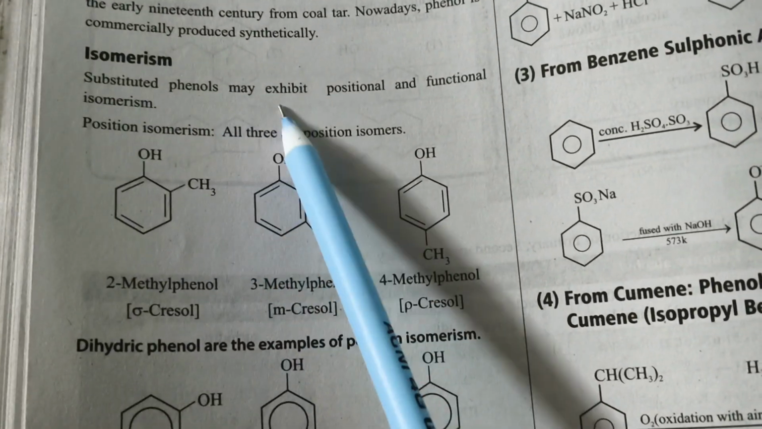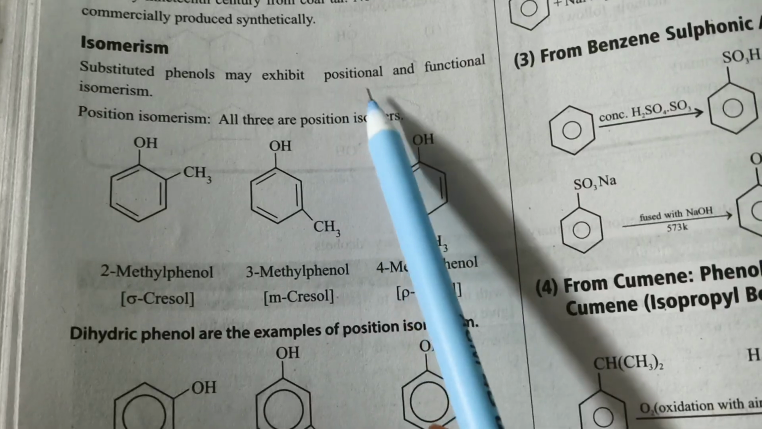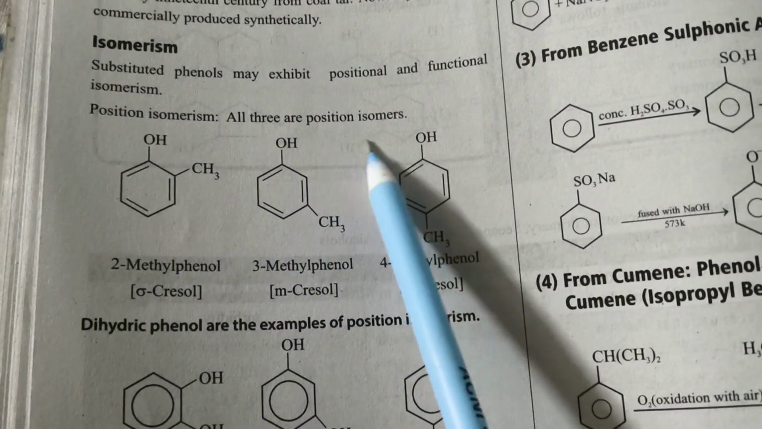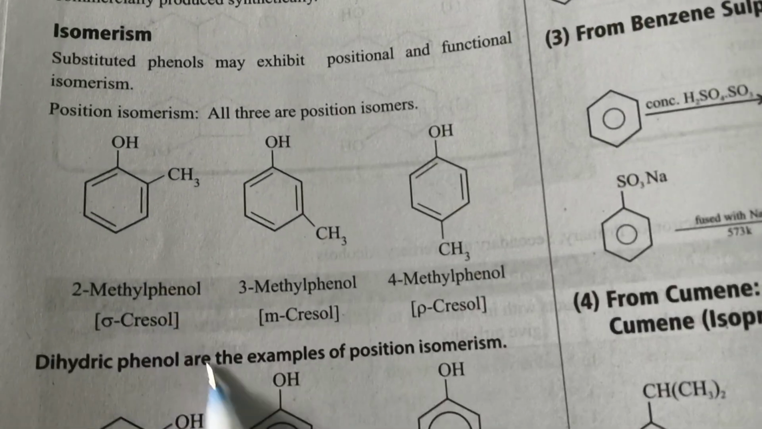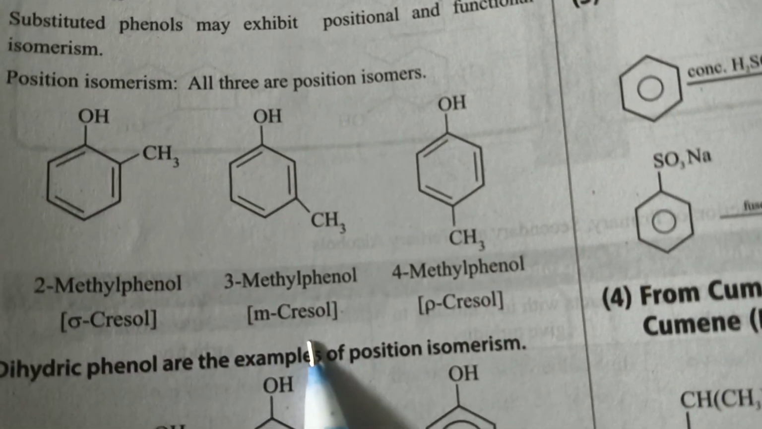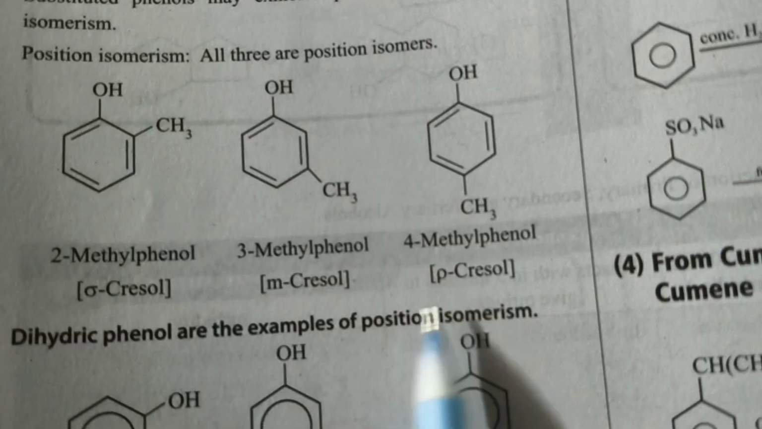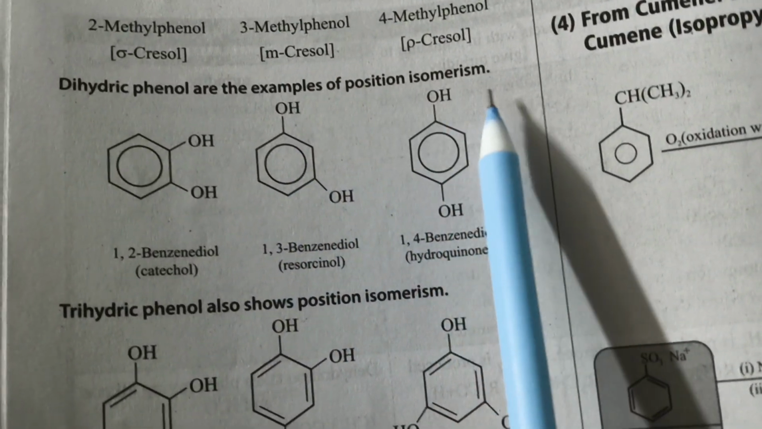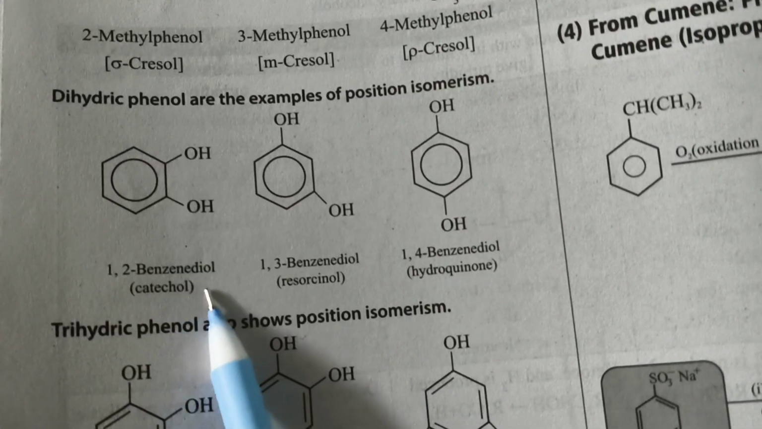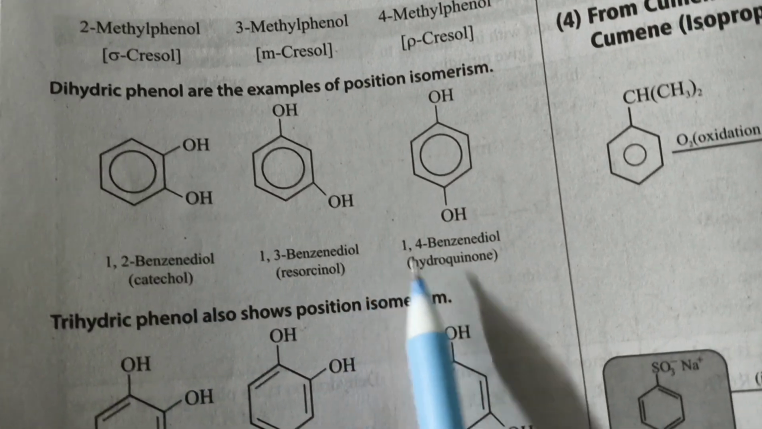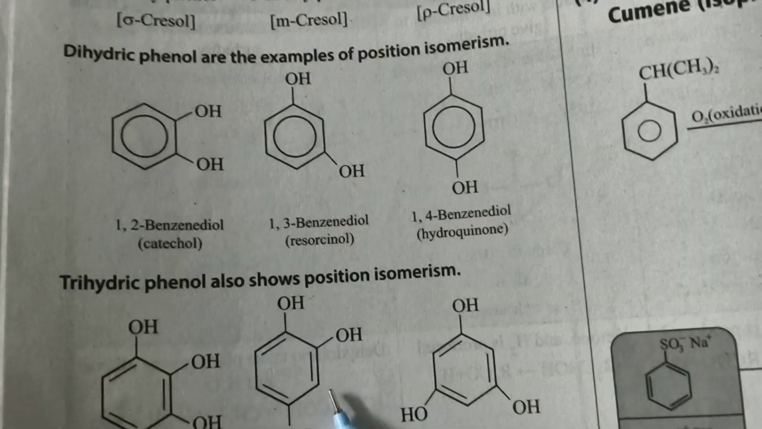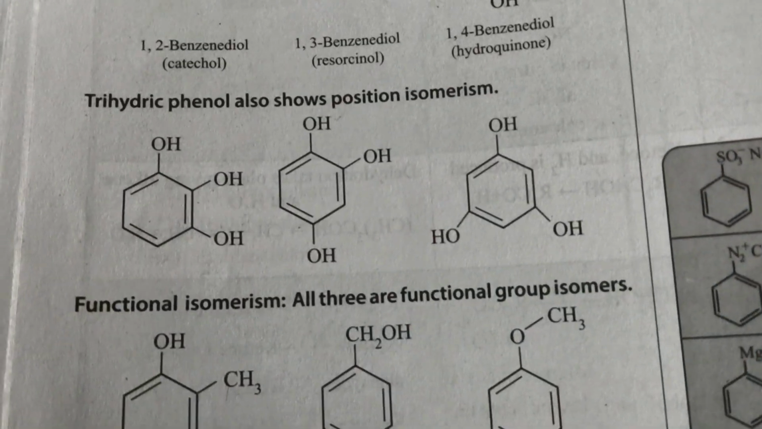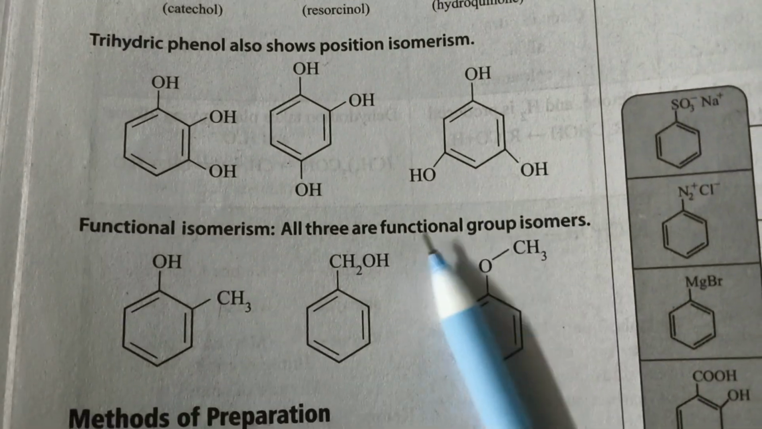Isomerism: substituted phenols may exhibit positional and functional isomerism. Position isomerism, all three are position isomers. There are ortho-cresol, meta-cresol, and para-cresol. Dihydric phenols are examples of position isomers: 1,2-benzenediol, 1,3-benzenediol, 1,4-benzenediol. Catechol, resorcinol, hydroquinone. Trihydric phenol also shows position isomerism.